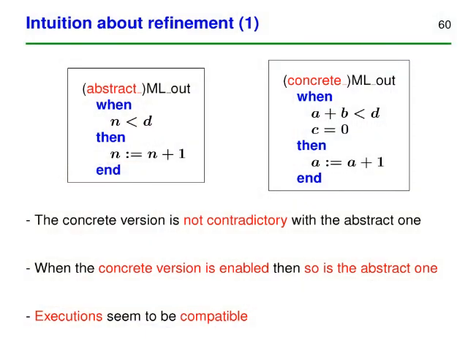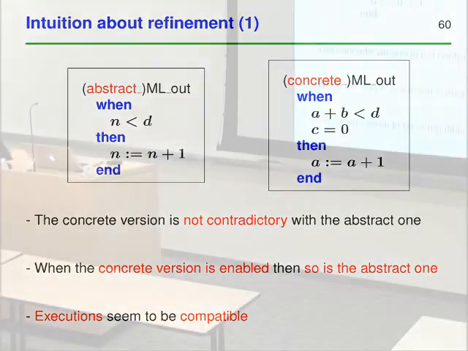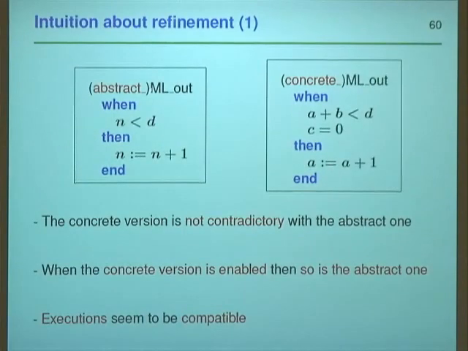So let me show precisely next to each other the abstract event ML out and the concrete event ML out. So let's have a sort of an intuition. So here, when A plus B is smaller than D and C is 0, is it the case that we have n smaller than D? Yes, because A plus B plus C is equal to n. So A plus B plus 0 is smaller than D. So we are happy here because this guard implies this guard.